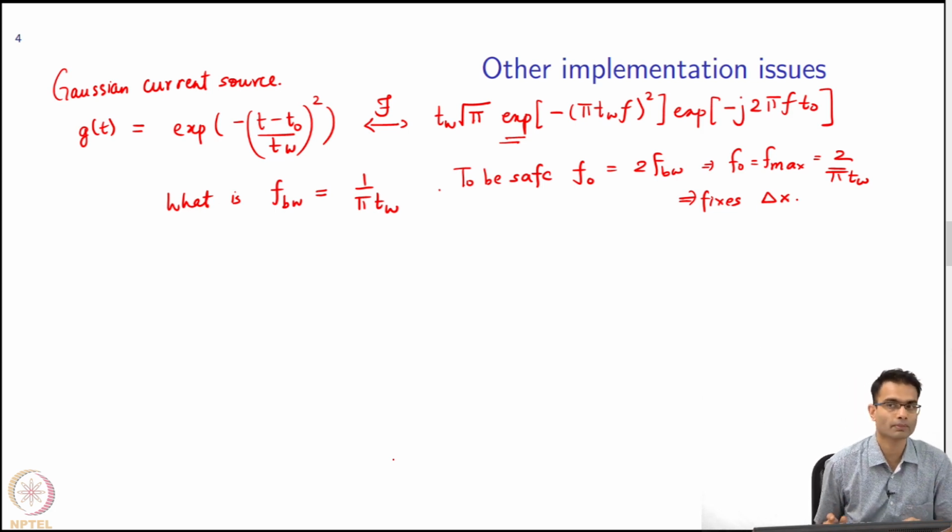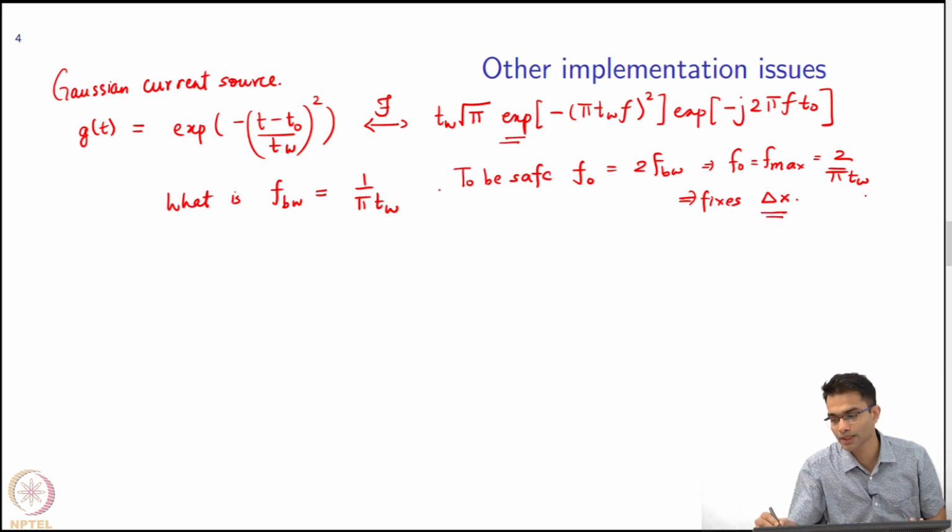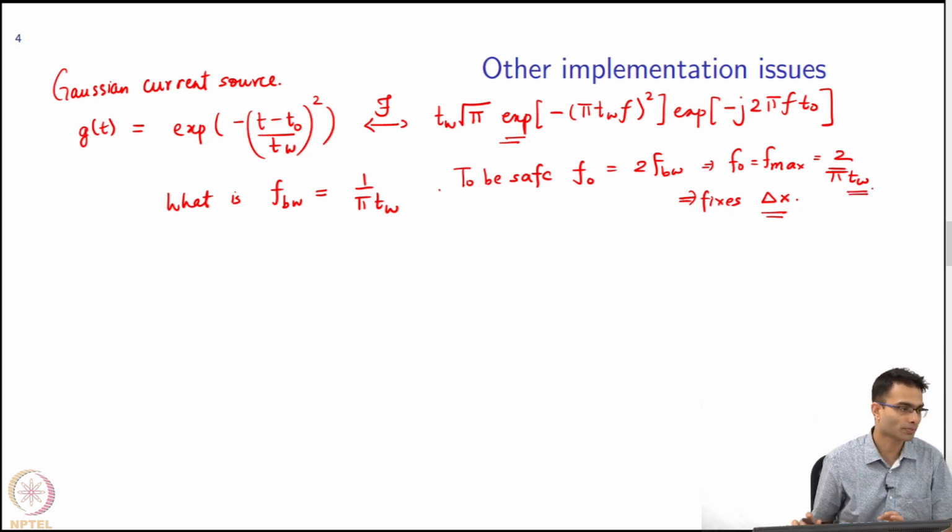You will not want to implement it via a step function, you will use something like this. So, this is showing you the issues that you have to keep in mind. In other words, to fix your delta x, you need to keep an eye on this TW parameter, that is the implication over here.